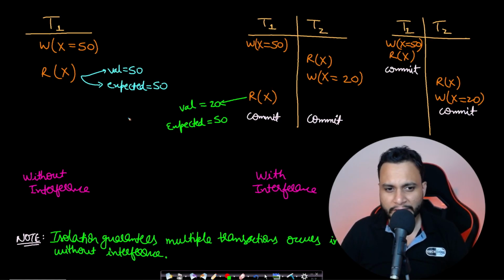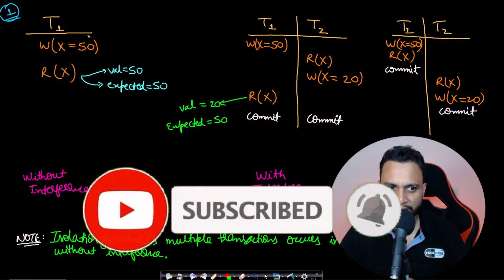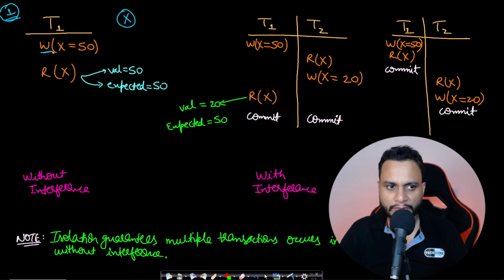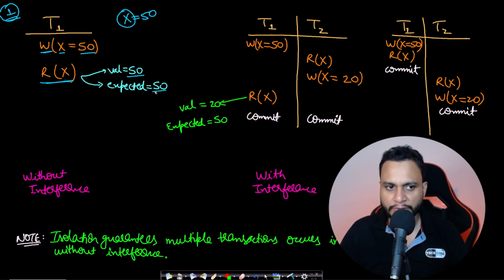In order to understand isolation, I have created 3 different transaction examples. The first example showcases only a single transaction where we have a variable x, and the first operation we want to do is set the value of x to 50. So we want to write the value of x equals to 50. After this, when we actually read the value of x, the value is 50, which is equal to the expected value, because whenever we write something, we start expecting the same value for the same variable if we are running the transaction independently.